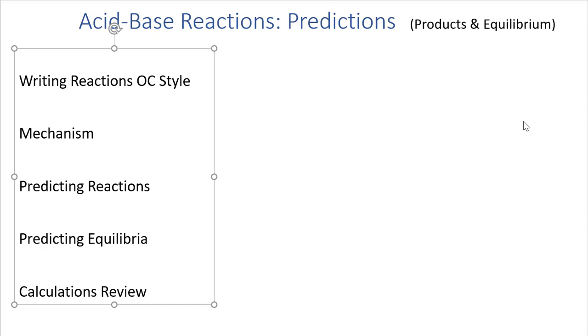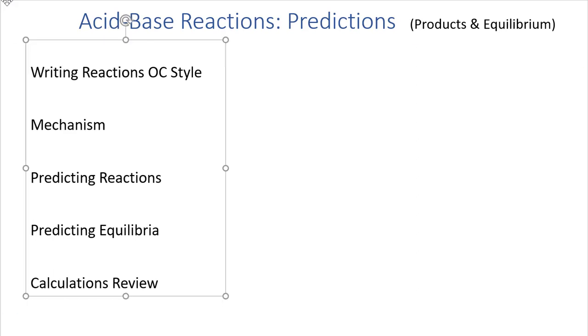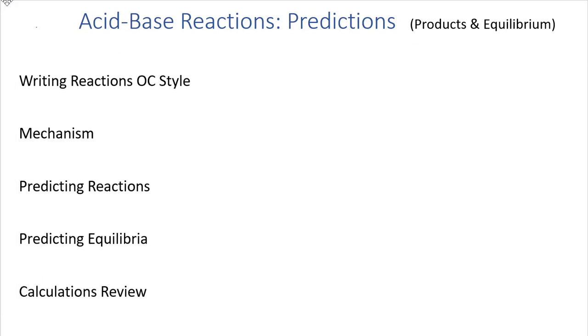We're going to look at making predictions in acid-base reactions, which is really essentially what all we need to be able to do beyond drawing a mechanism with this acid-base chemistry. Now, if we think back to the ideas that were introduced in the introduction, we'll practice with writing reactions in the organic chemistry style.